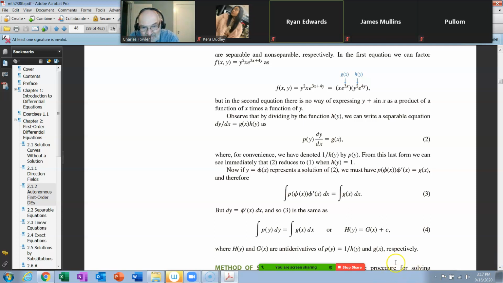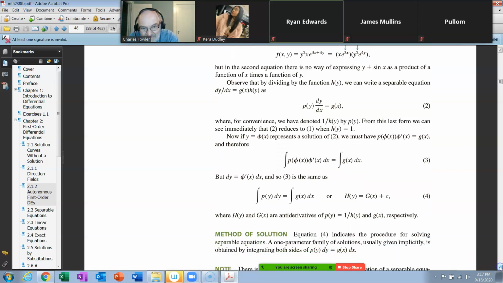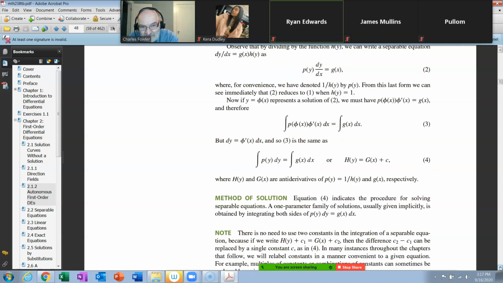Now h of y they gave as, and why they chose h, I don't know, but that's the antiderivative of p of y. Why didn't they call it capital P of y? Maybe that meant polynomial. I don't know. But anyway, those are the antiderivatives. Fine, okay? They make it seem so hard.